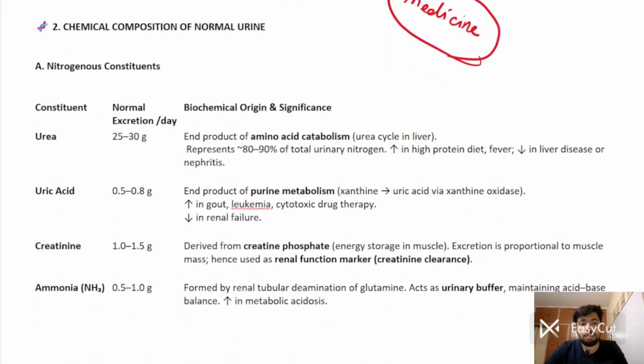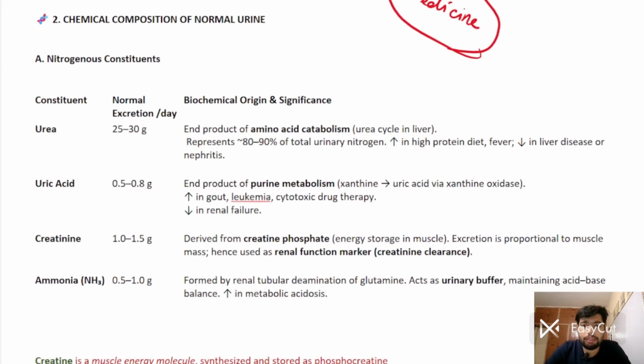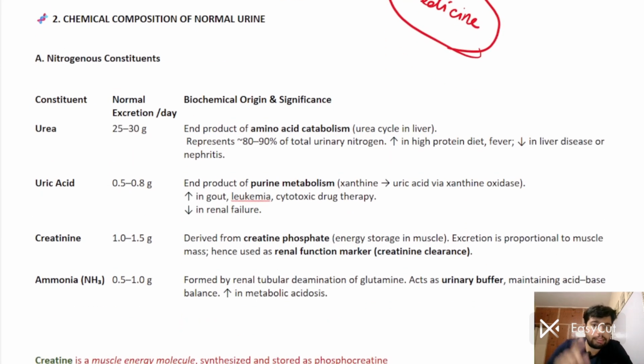What is the chemical composition of normal urine? Now urea: normal excretion of urea is 25 to 30 grams per day. Urea is an end product of amino acid catabolism, and the urea cycle happens in the liver. It represents 80 to 90% of total urinary nitrogen. When you take a high protein diet, your protein catabolism is more, so your nitrogen excretion is also more.